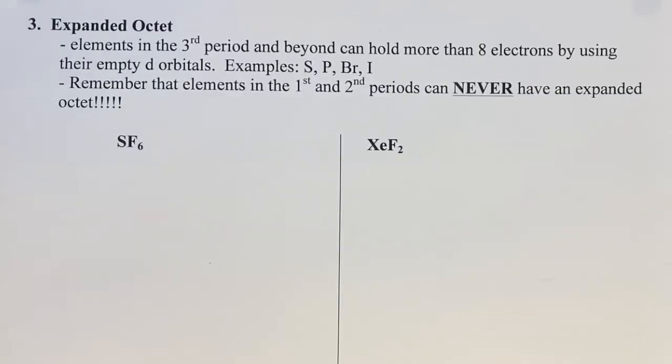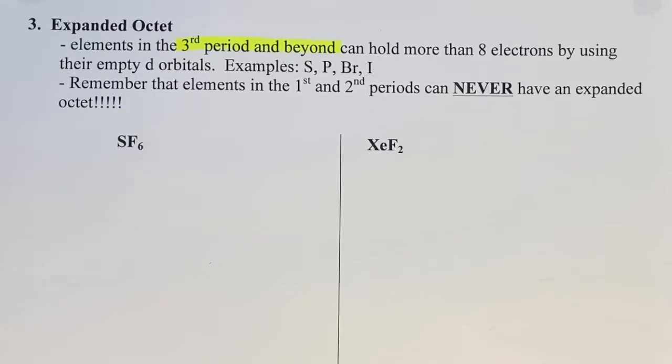So there are a couple of key things to make sure you are aware of. First of all, it's the elements that are in the third period and beyond that are capable of holding more than 8 electrons because of those empty d orbitals. We'll commonly see sulfur, phosphorus, bromine, and iodine. And it's also very important to remember that the reason these elements can do this has to do with the number of orbitals they have.